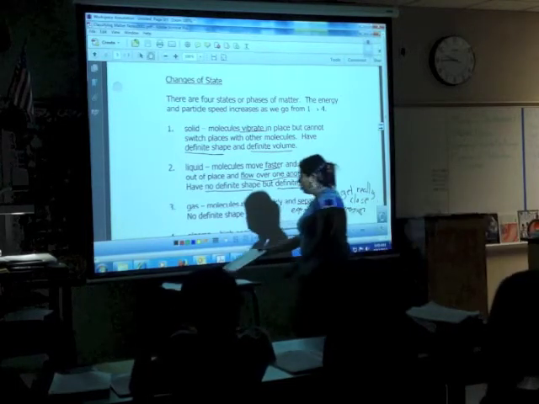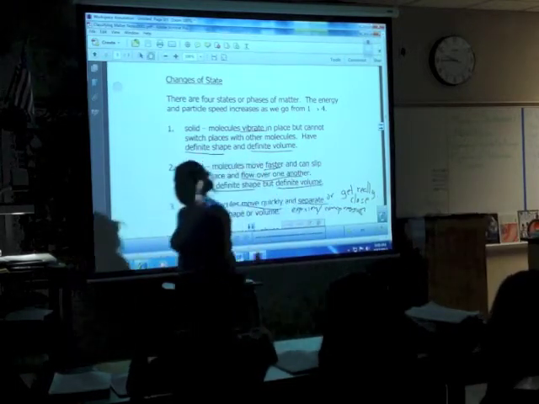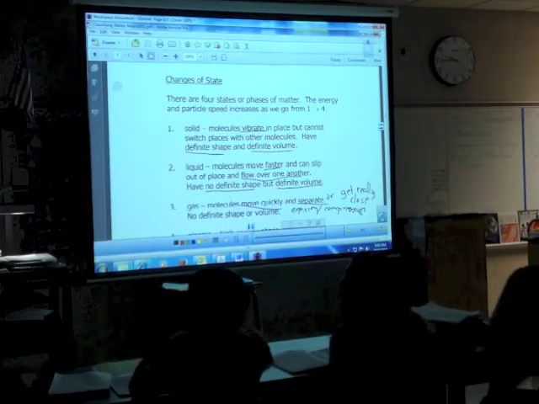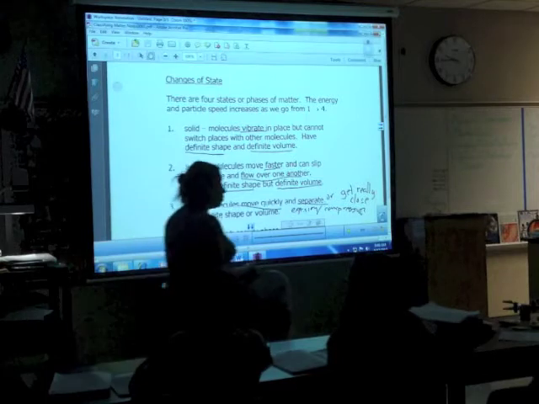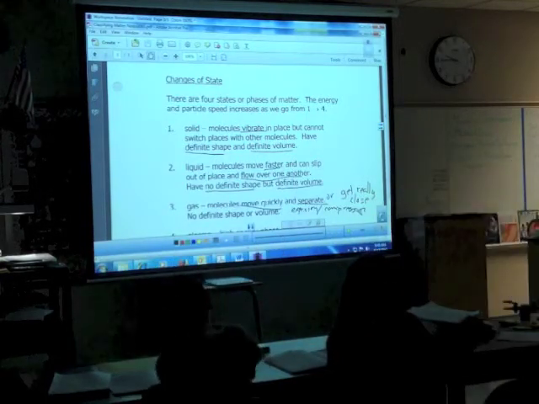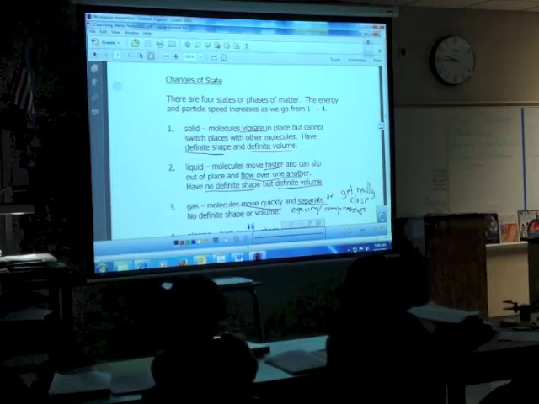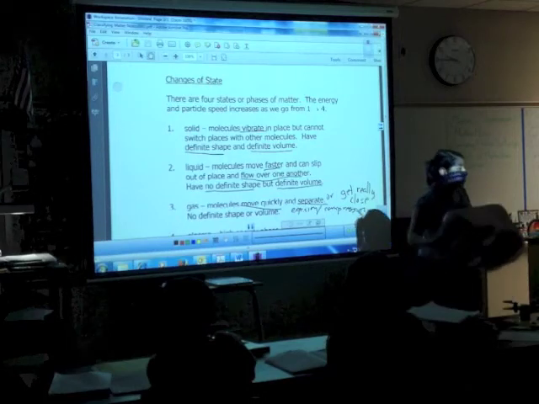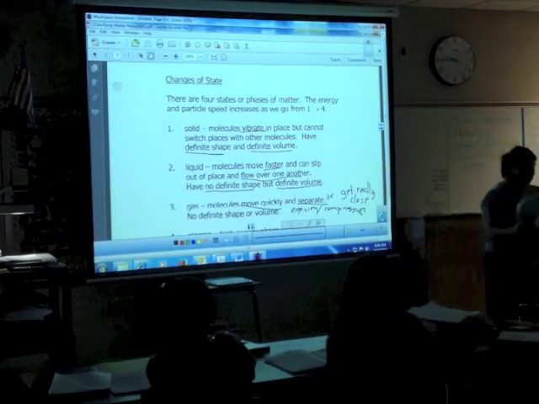So in a gas, those molecules can expand or they can compress. They can get really close together or they can get really, really far apart. And because of that, gases don't have definite shape and they don't have definite volume, because they can get really, really close together and really, really far apart. So, this is my example gas.